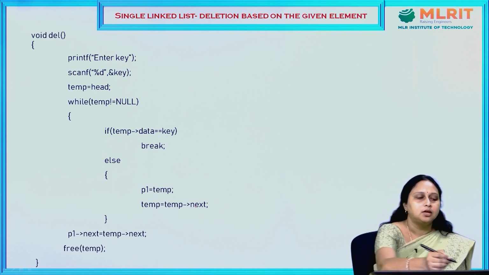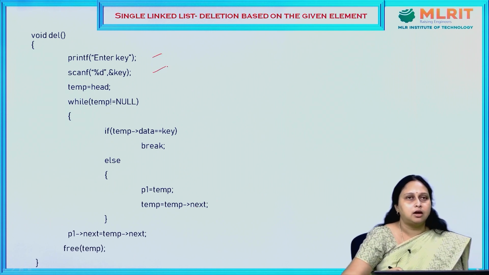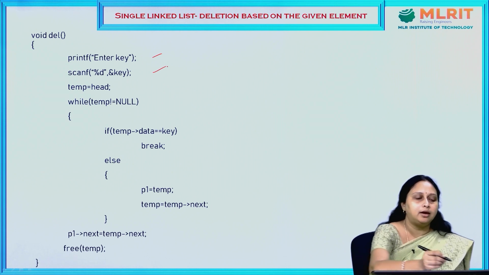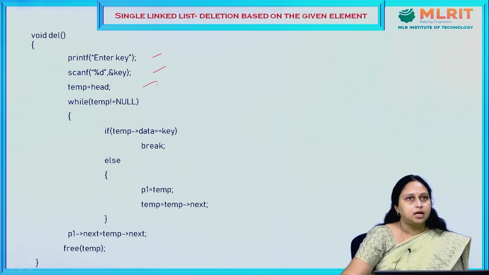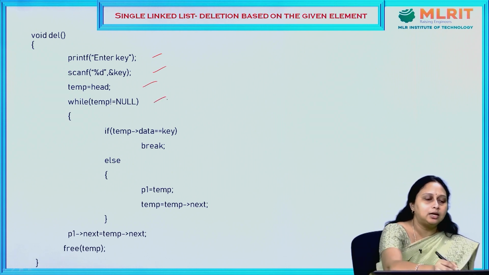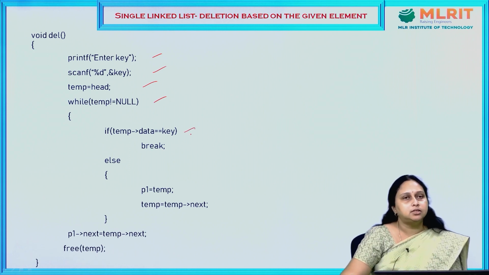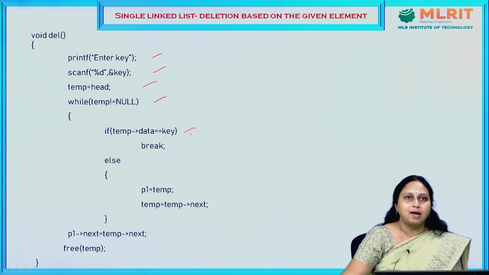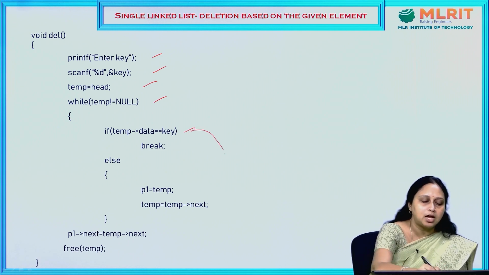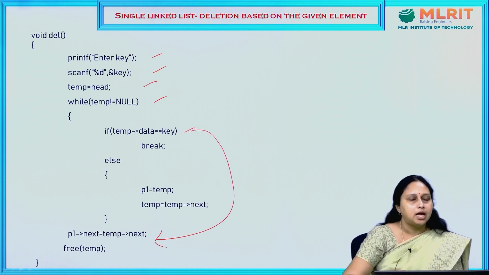And how are we going to implement it? Just observe, we are going to read the key value, which key element you want to delete, and assign temp equal to head, and traverse through the list until temp not equal to null. In between that, we are going to verify whether temp arrow data equal to the key value or not. If you reach the key value, you will come out of the loop and make the connection from the previous and the existing node.